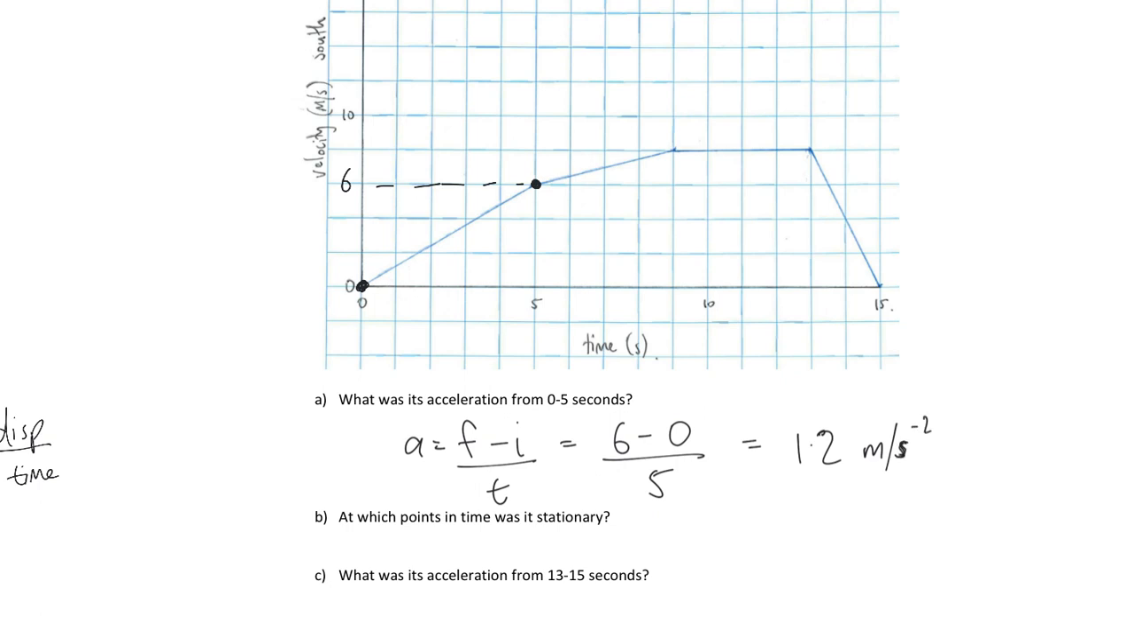However, that's not correct. What am I missing? A direction, which means that I need to say that it's going south. At which point in time was the object stationary?